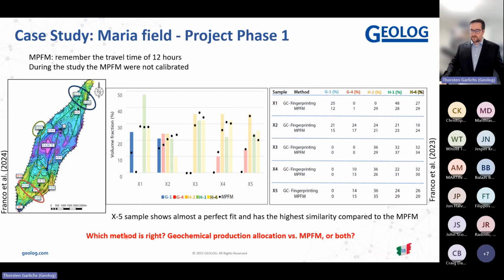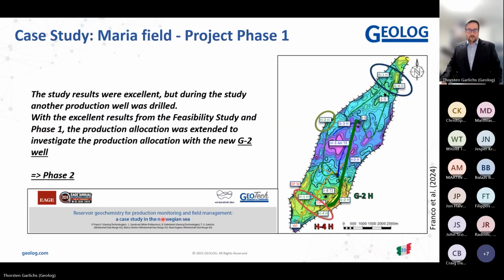But what is the right method? Is it geochemistry telling you the truth? Or is it the flow meters telling you the truth? Or both? This is one very important question. This is more of a rhetorical question, because it may remain unanswered during this presentation. But we were very happy with the results during that time. These were very excellent results we saw.